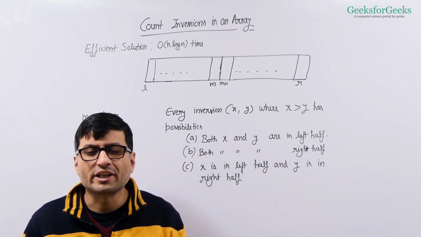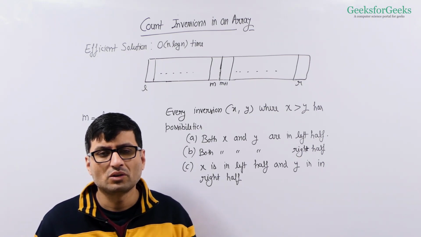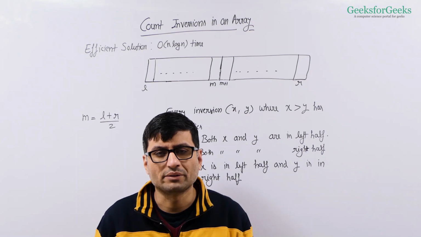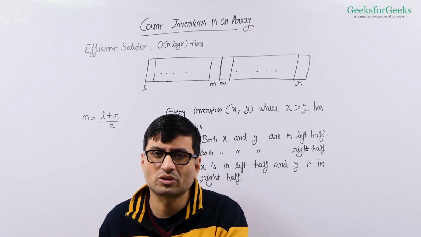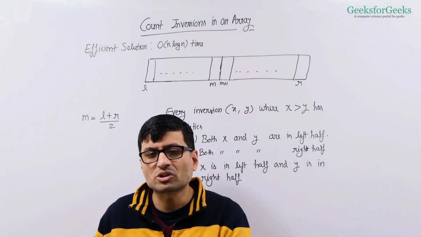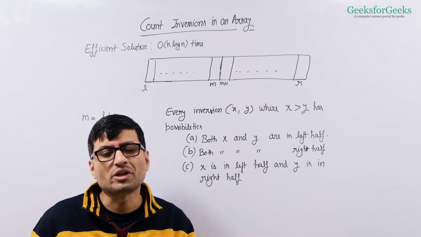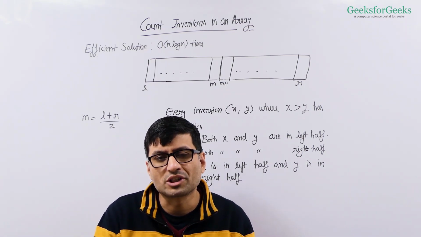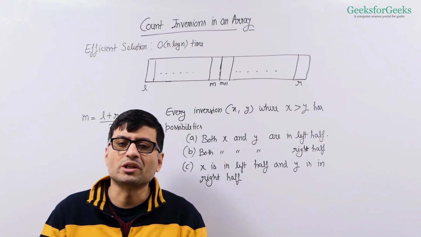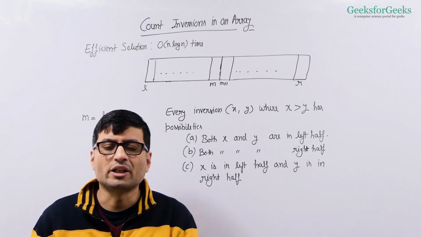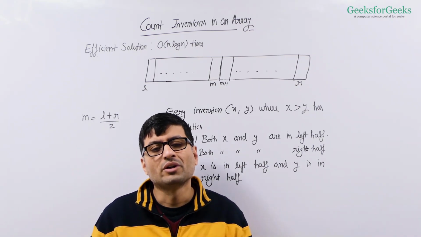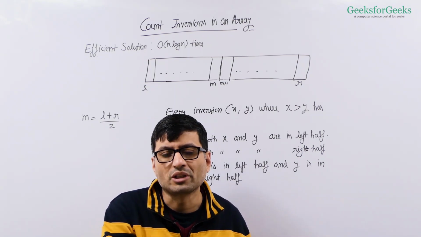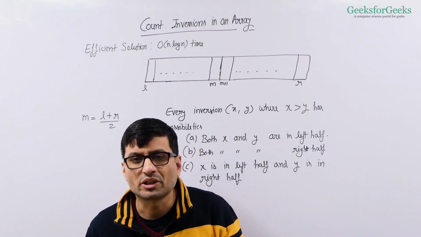We divide the array into 2 halves. We sort these 2 halves recursively and then we merge these 2 halves. We do exactly what merge sort does. But with this merge sort operation, we also count inversions while we are sorting the array. We count inversions in the left half. We count inversions in the right half. And then when we are merging, we count inversions where one element is from the left half and the other element is from the right half.